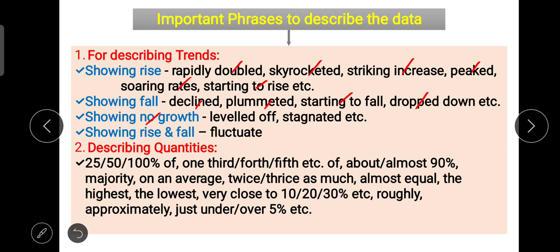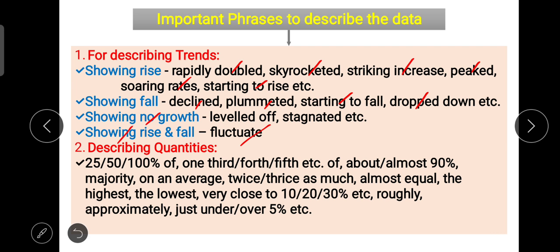If there is no growth in the data, the presented data shows no growth at all, we can say leveled off or stagnated, or we can say reached a plateau. But if the data shows sometimes there is a rise, then a drop, then a rise and a drop, so it goes on constantly, then we have to use the word fluctuate. The given data fluctuates. The given table shows fluctuation. In this way we can move on.